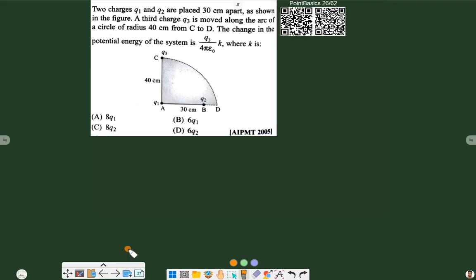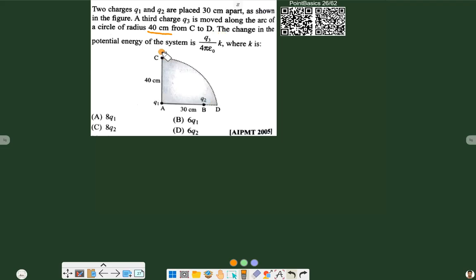So here, question 26. Two charges Q1 and Q2 are placed 30 centimeter apart. So we have Q1 here and Q2 here, and both are 30 centimeter apart. As shown in the figure, a third charge Q3 is moved along an arc of radius 40 centimeter from C to D.